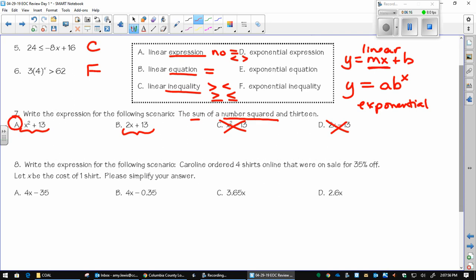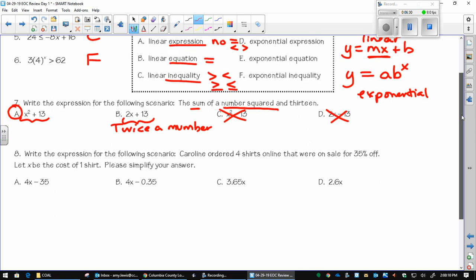is A. The correct wording for B would be twice a number, because we have had that, the sum of twice a number and 13. So the correct answer is A on number 7.